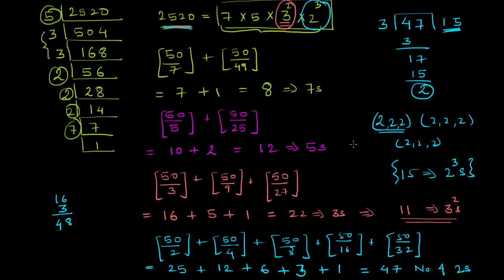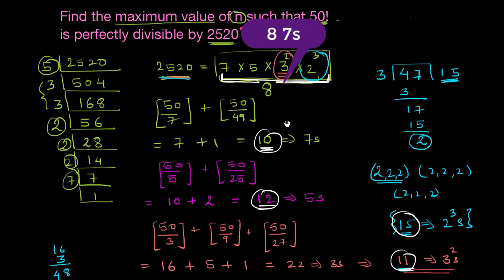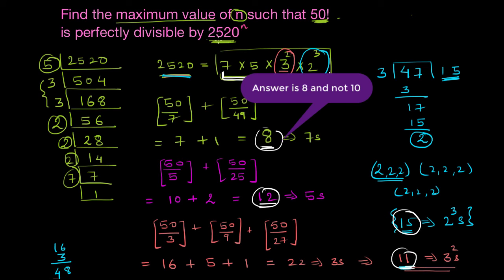So let us take the minimum possible value now. I have 15 2 cubes, 11 3 squares, 12 5's and 10 7's. So out of 10, 12, 11 and 15, the minimum number is 10. So the number of such combinations that I can form is with the least available value among these values, that is 10. So now I can clearly say that the maximum value of n, the maximum availability of 2520, will be 10.